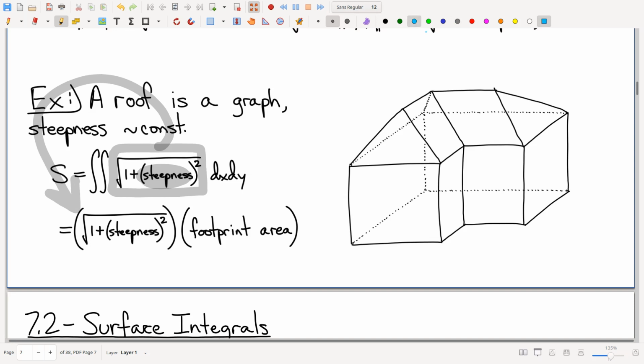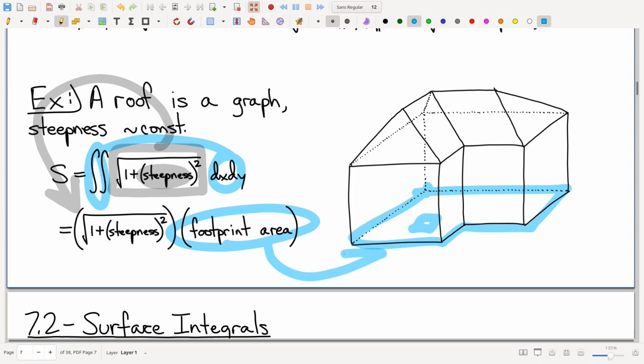What you're left with then is adding up just a bunch of little pieces of area in the footprint, and therefore you just get the footprint area. And that footprint area, of course, is much easier and much safer to compute. Right? Just go around the perimeter of your house with a tape measure and a little quick diagram. Mostly rectangles. Super easy. Nothing to it.